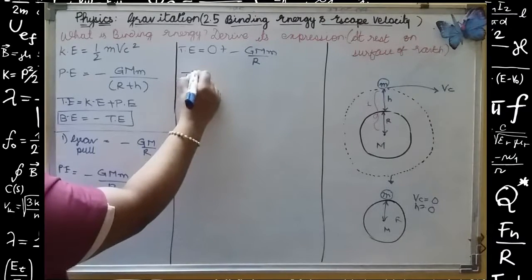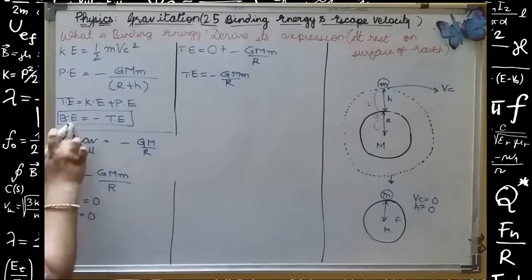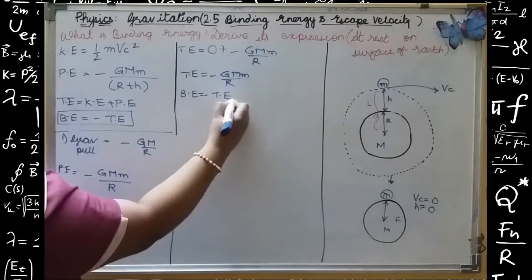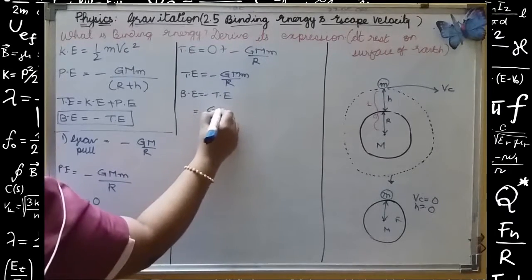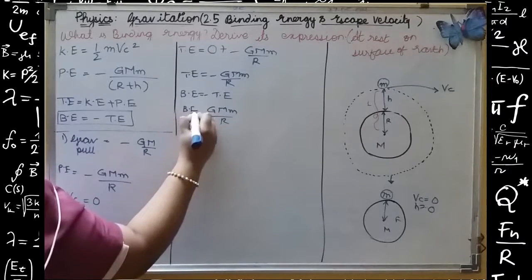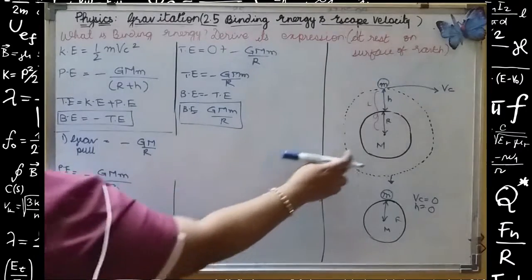Then what is the total energy? Minus GMm upon R. According to this formula, binding energy is nothing but the negative of total energy. So the negative of minus GMm upon R is GMm upon R. So this is the binding energy of a satellite or an object which is resting on the surface of the earth.